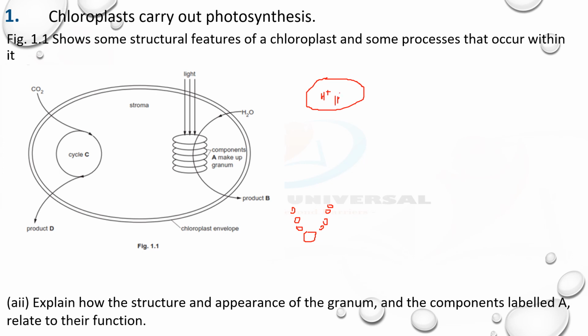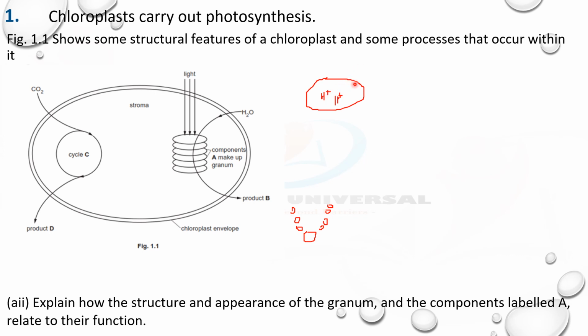So this space allows accumulation of protons so that the protons can actually move out from the lumen. They can diffuse out from the lumen, they move out. All right, and then chemiosmosis occurs.